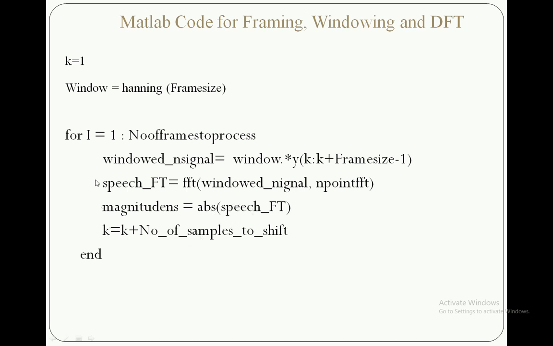Like this, let's consider a total of 1000 frames, so this loop will repeat 1000 times, and hence the windowed signal is finally obtained. The total magnitudes are saved in this variable.